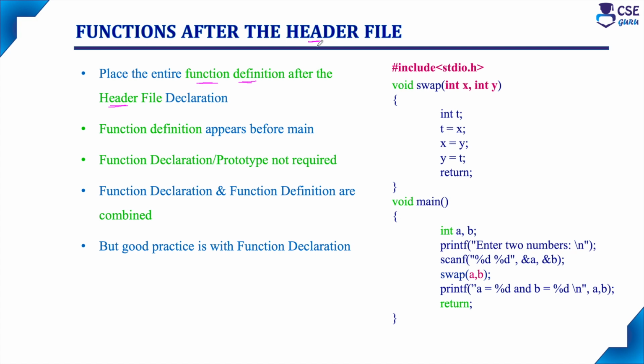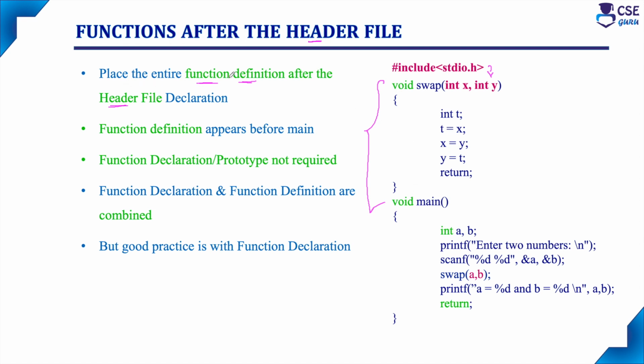The function declaration or function prototype we will place immediately after the header file section. So in the header file section only we will declare the function. But here, since we are placing the complete user-defined function immediately after the header file section, a separate function declaration is not required. So this is the first method.